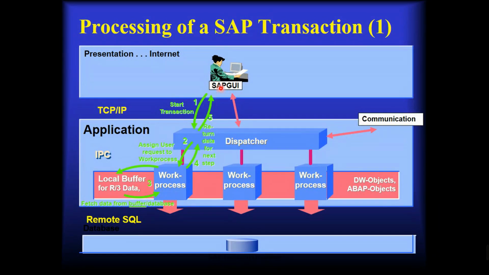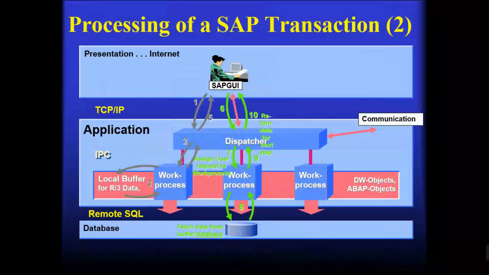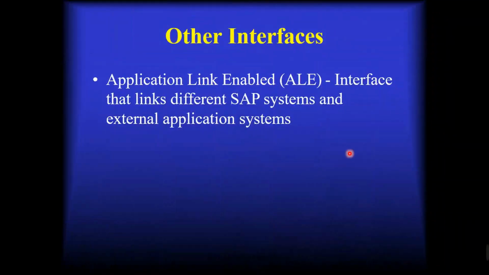That's the process. Next, this is the way I have shown the communication, the way it is communicating between the user and the system. You can see. Move on next. Now there are other interfaces we use through SAP also, like the Application Link Enabled interface that links different SAP systems and external application systems. We call it Application Link Enabled.